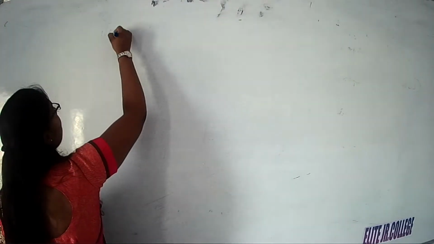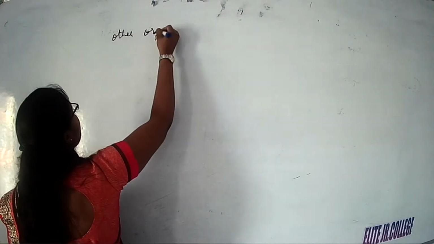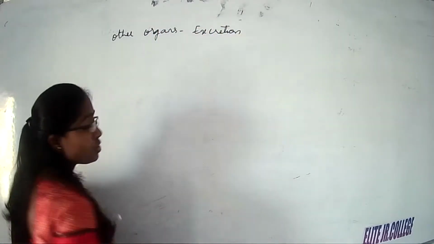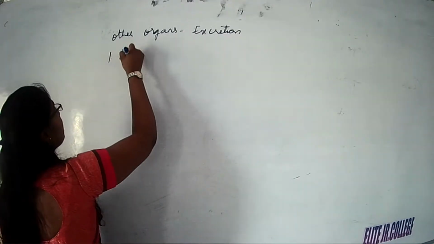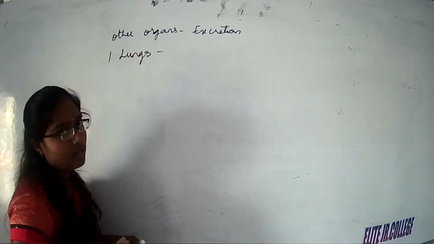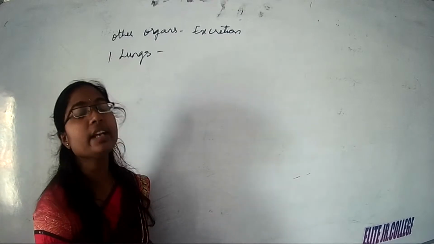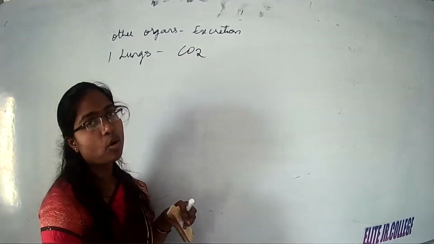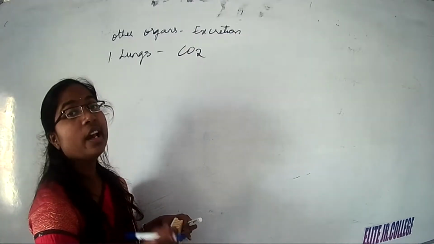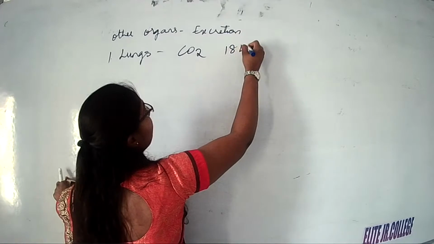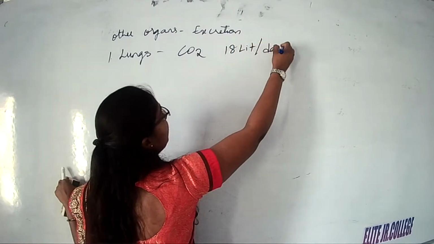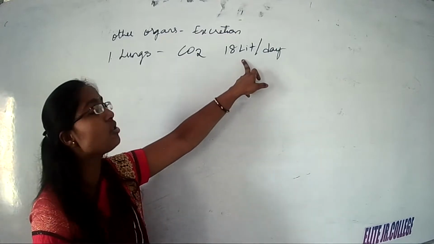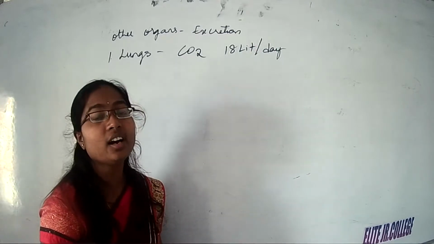So we have other organs involved in excretion. We are going to learn about them now. The first organ involved in excretion we are going to learn about is the lungs. Lungs are going to eliminate carbon dioxide from our body. They eliminate about 18 liters of carbon dioxide in a day.